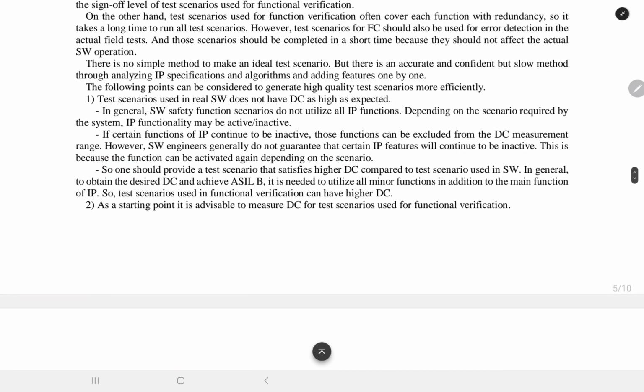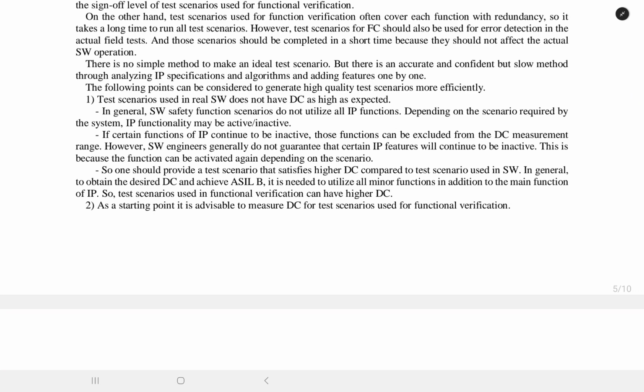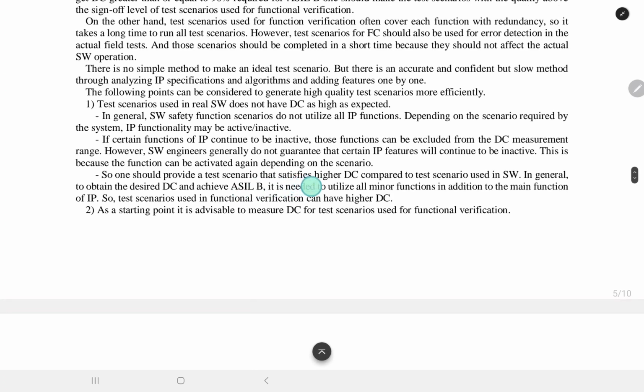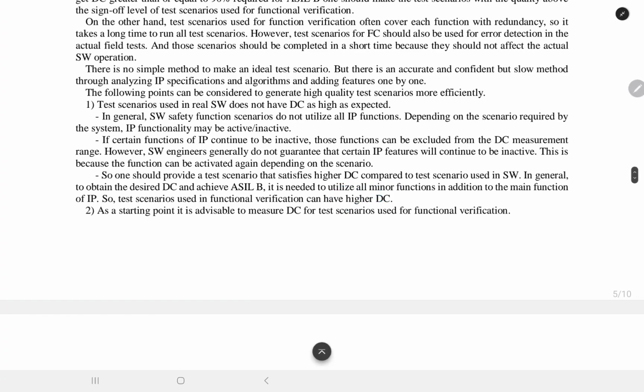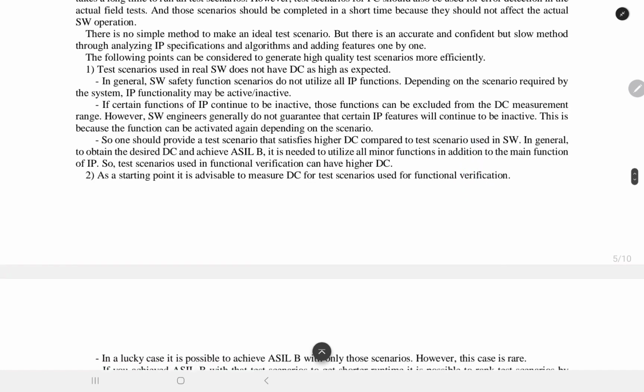So now one should provide a test scenario satisfying a higher DC compared to the test scenario used in the software. In general, to achieve the diagnostic coverage for ASIL B, it is needed to utilize all minor functions in addition to the main function of the IP. So the test scenario used in functional verification can have higher diagnostic coverage.